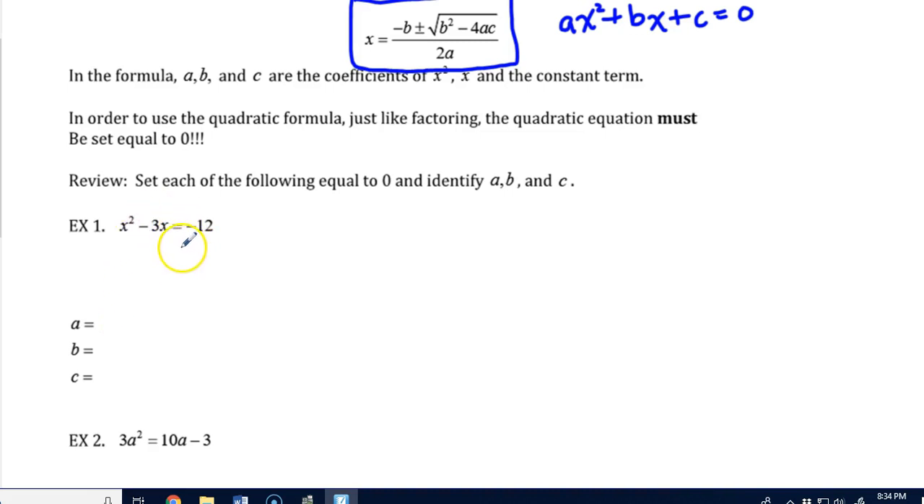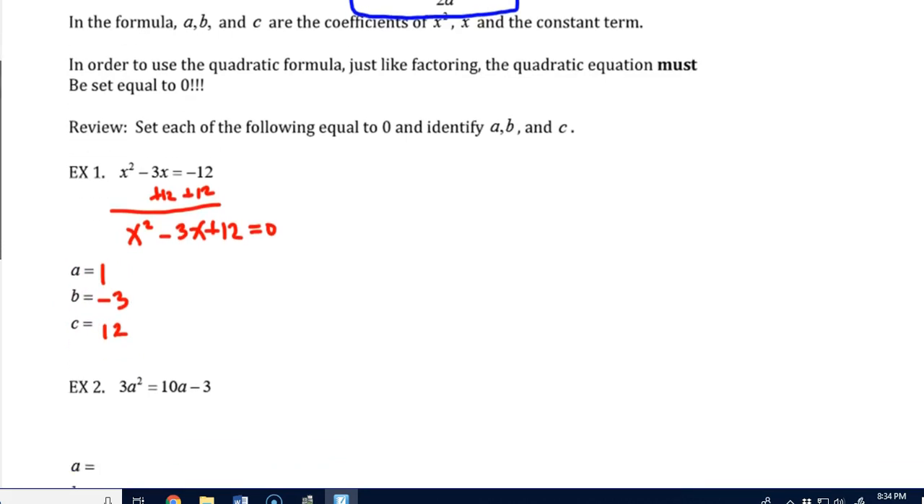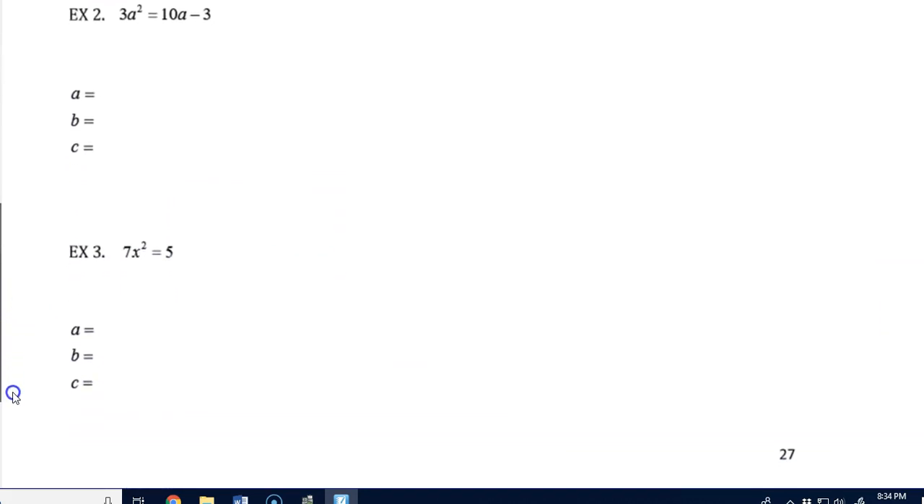Okay, so hopefully you did this. Okay, so we can identify a, b, and c, keeping in mind b is negative. Okay, now that you know how to do these, can you please work out example 2 and example 3? Play the recording to check your answers. Okay, hopefully you paused and worked these out and aren't just watching me do it.